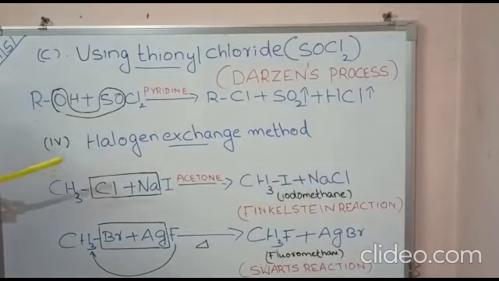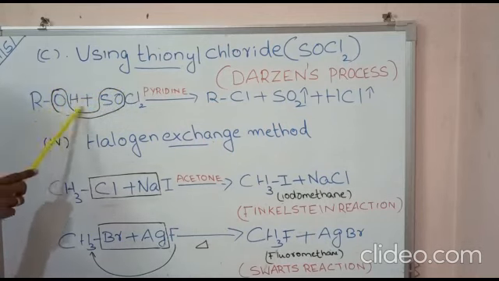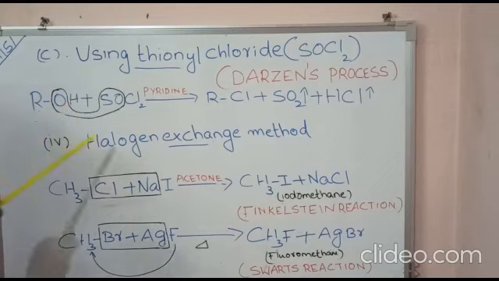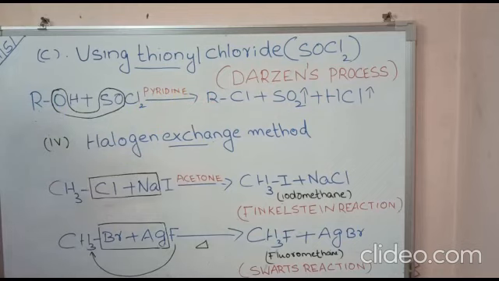Third method, that is by using thionyl chloride. Thio means sulfur, thionyl chloride is SOCl2. Alcohols, on treating with thionyl chloride in presence of pyridine, the OH group of the alcohol will be replaced by chlorine to form chloroalkane. The byproducts are SO2 and HCl, both are gases.